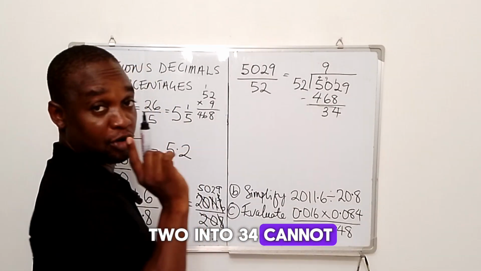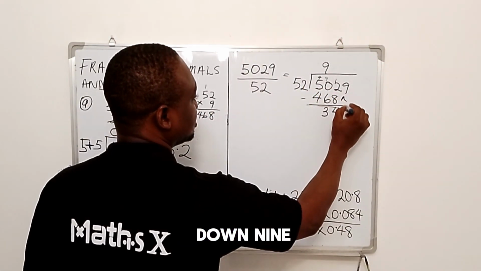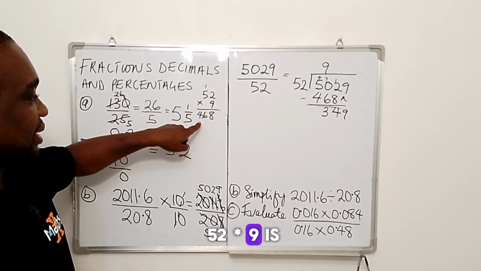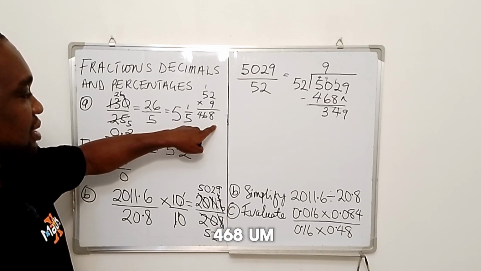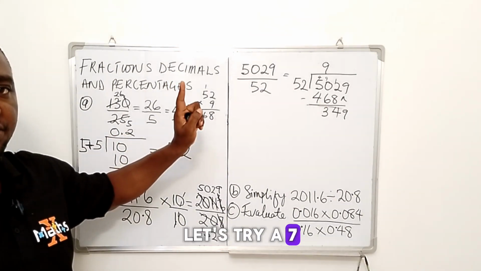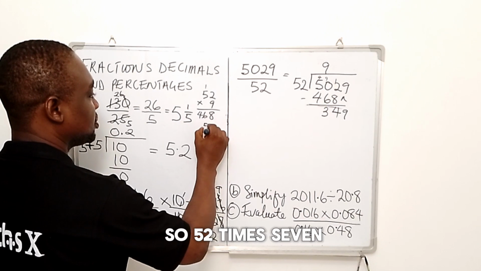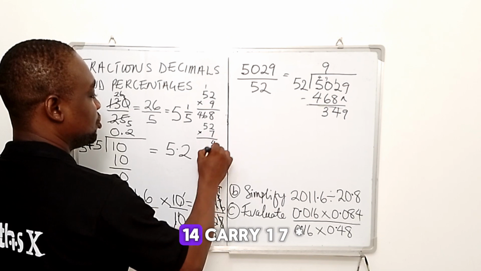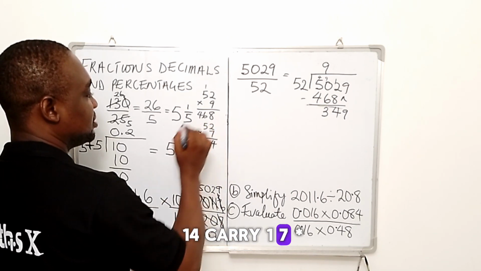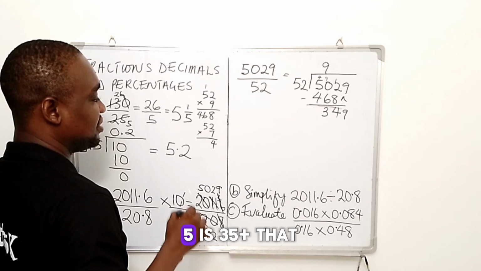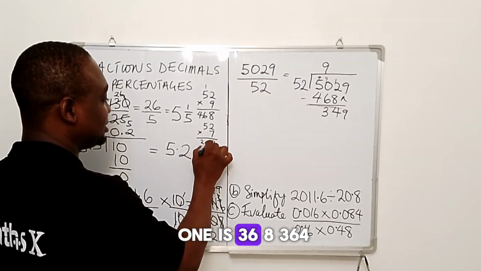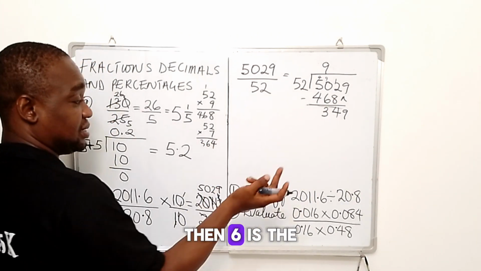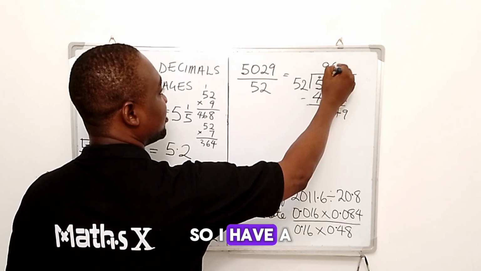52 into 34 cannot. So you will bring down 9. I'm aware that 52 times 9 is 468. Let's try a 7. So 52 times 7. 7 times 2 is 14. Carry 1. 7 times 5 is 35, plus that one is 36. Hey, 364. 349. This is bigger. Then 6 is the number to be used. So I have a 6 here.